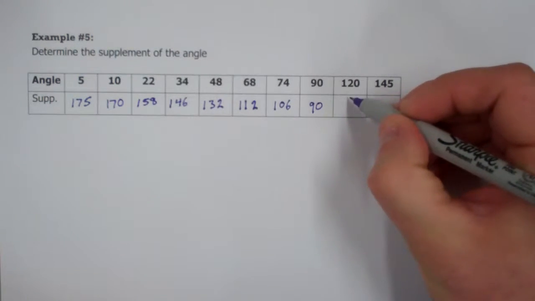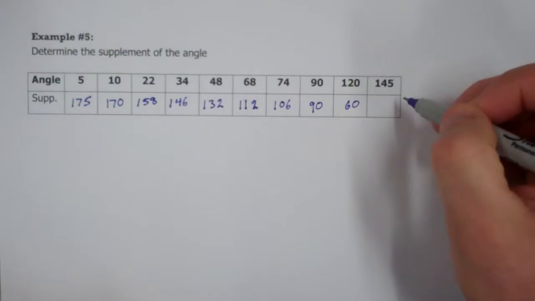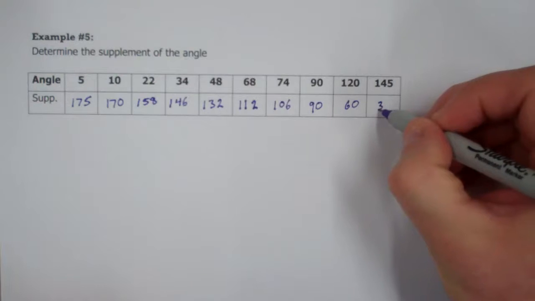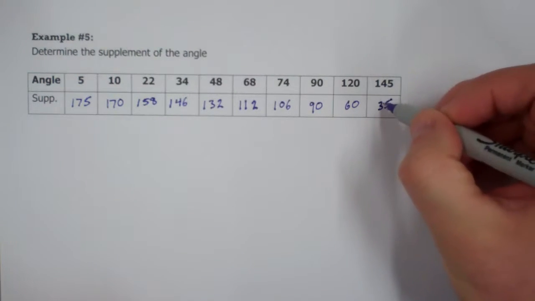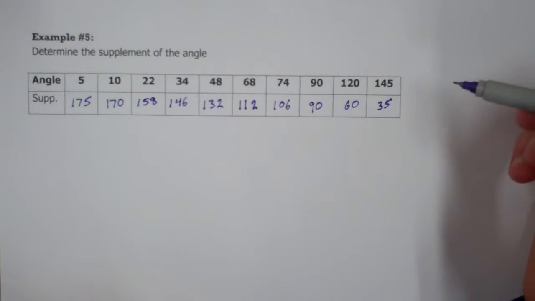Then we want to think of an angle. When we add it to 120, we get 180, and that would be 60. 145, I think that's going to be 35. So we've got 14 and 3 is 17, or 170 in this case. And 5 and 5 is 10, and 10 and 170 makes 180.